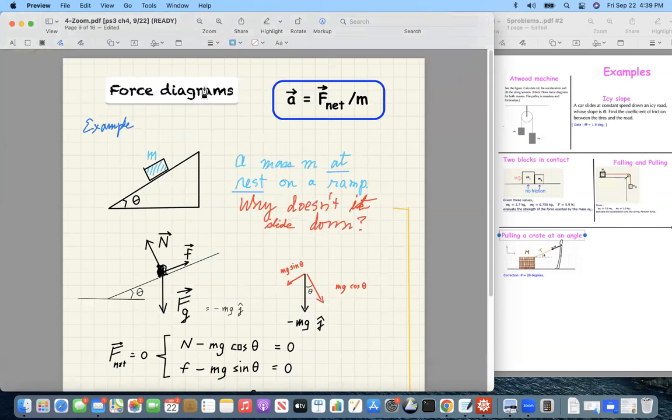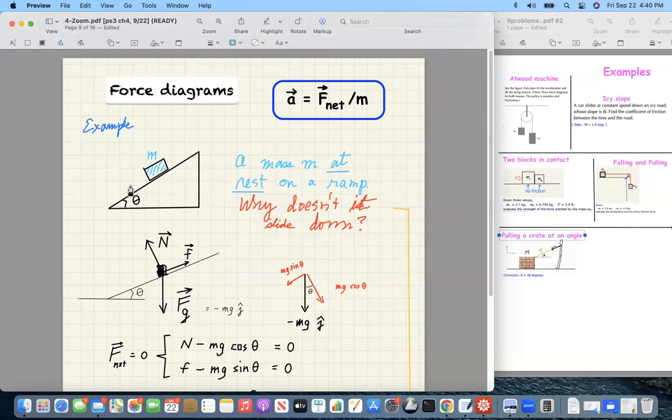So force diagrams, that's something you need to understand. You have Newton's second law. It says the acceleration is the net force divided by m. And acceleration and force are vectors. So you have to be able to calculate these vectors. And in particular, the net force is a sum of multiple vectors. So you have to know what are the vectors that are acting and producing the net force.